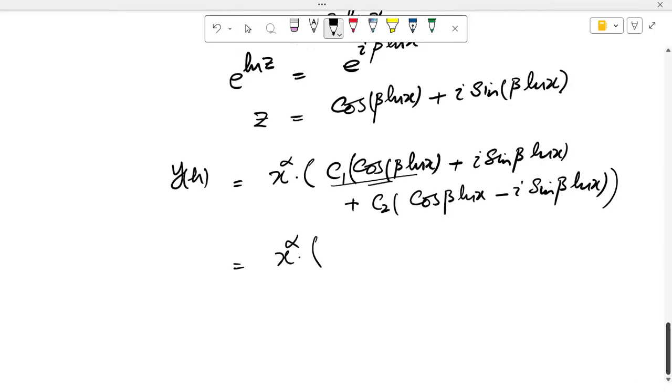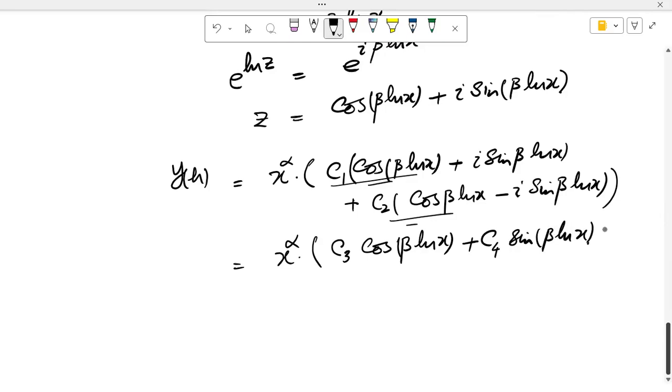The parts of cos of beta will be connected, c1 plus c2. So this will be connected to another constant, for example, c3, cos of beta log of x. And we can connect c1 iota and c2 minus iota as coefficients of sine to another constant c4 sine of beta log of x.